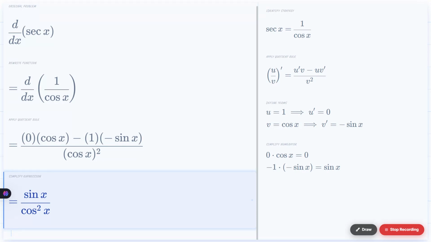We simplify the whole fraction. We do this to clean up the math. The new expression is sine divided by cosine squared.